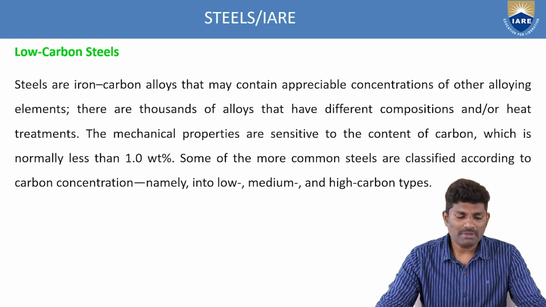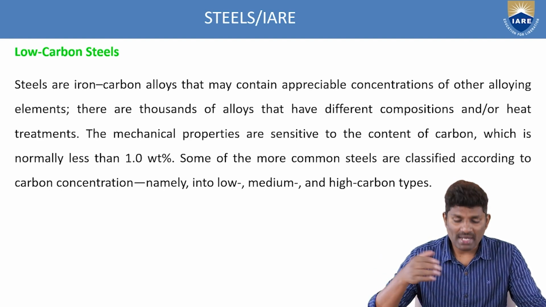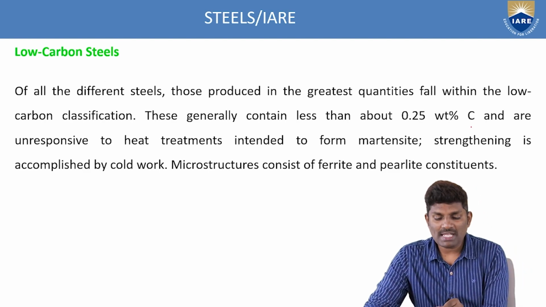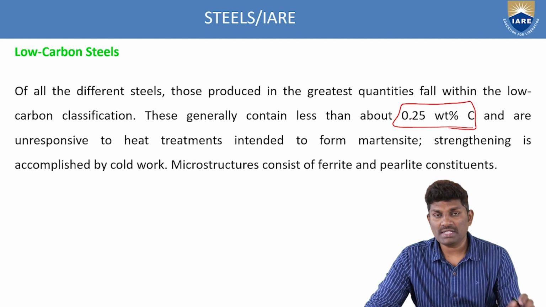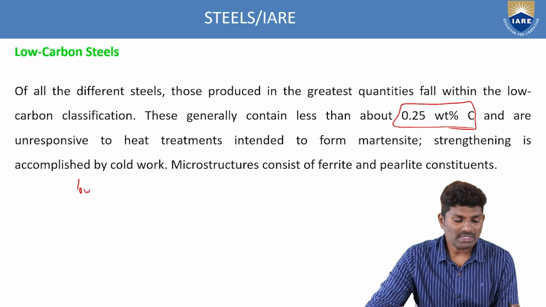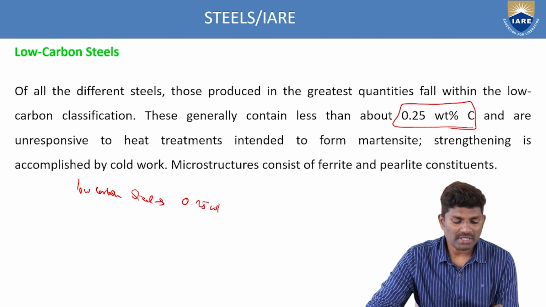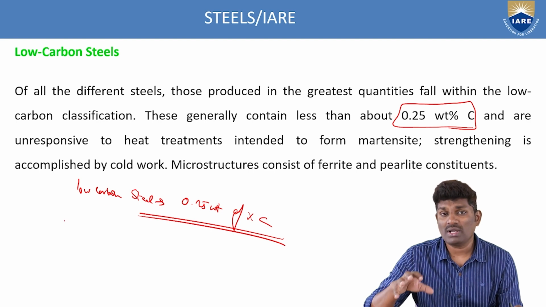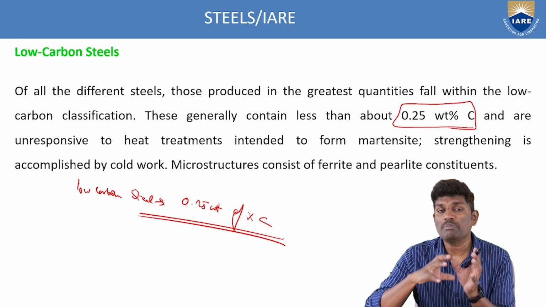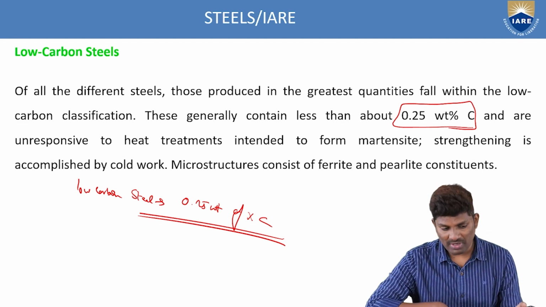So what is low carbon steel? What is the carbon content there? Depending upon the weight percentage, generally if less than 0.2 weight percentage of carbon content is present, then that category is called a low carbon steel. So a steel which has 0.2 weight percentage of carbon content is called a low carbon steel. All these classifications we are getting depending upon the weight percentage composition of carbon content.